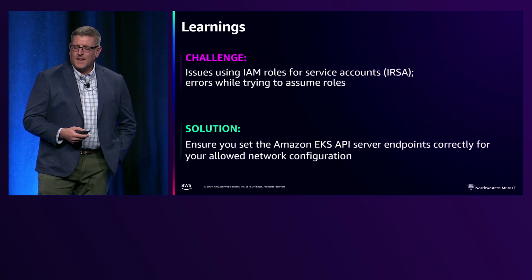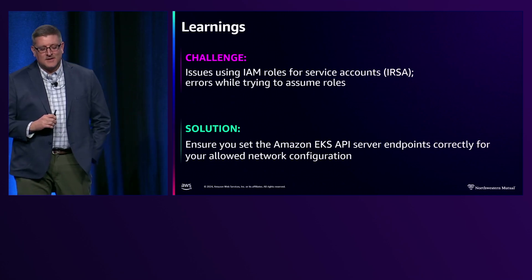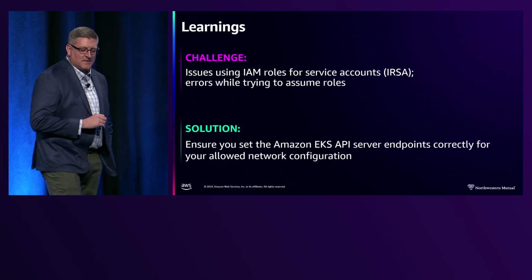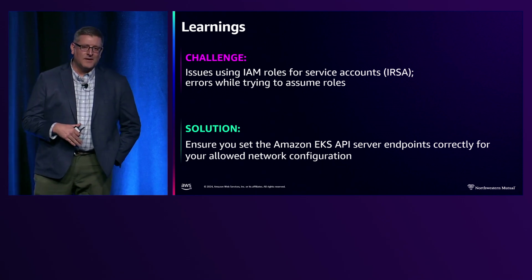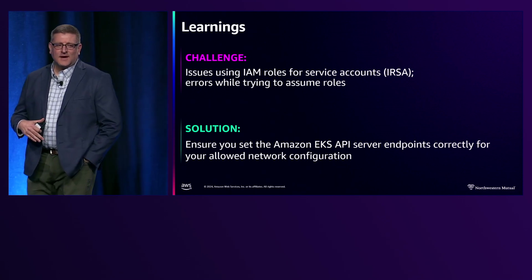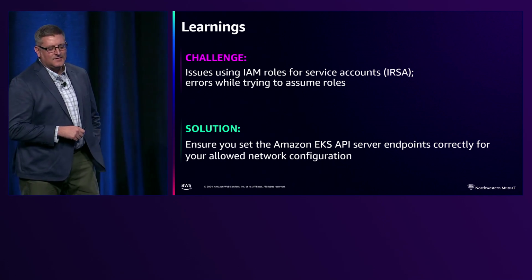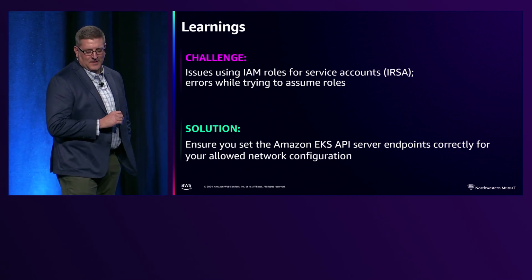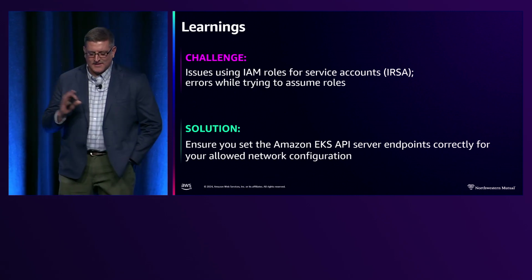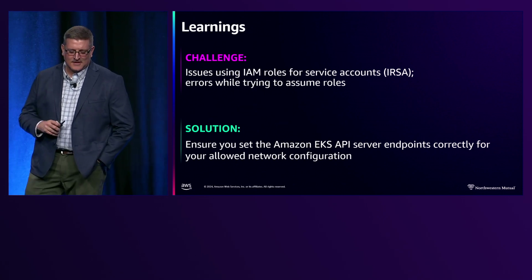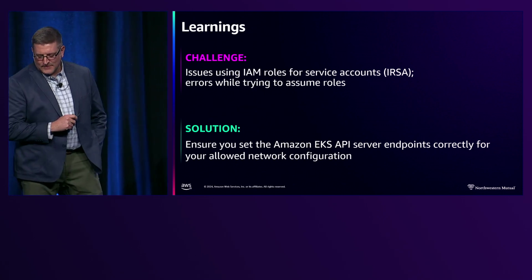We also ran into a lot of issues trying to get IAM roles for service accounts, IRSA, to work in our workloads that were deployed to the hybrid nodes. And it turns out you should not have both endpoints, the public and the private, turned on for your EKS API server. So working with Chris's team, we quickly realized that mistake and turned it to only private.